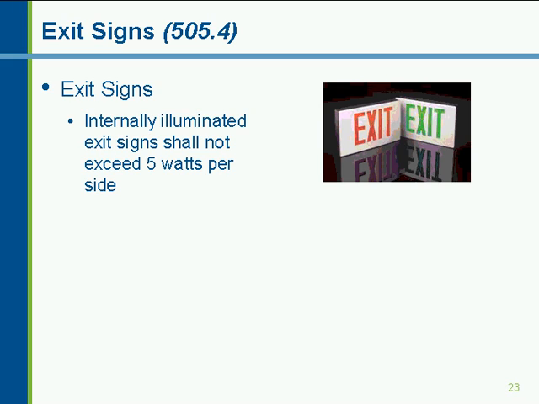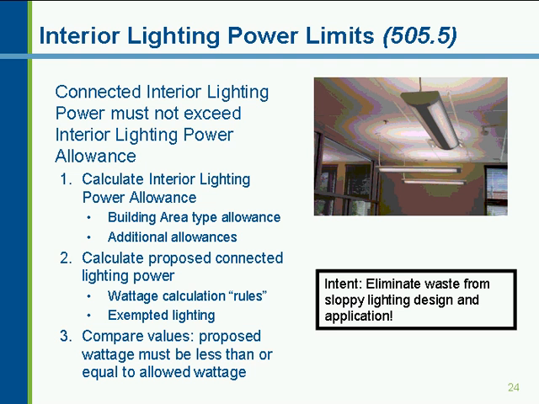It must not exceed 5 watts per side, and there are lots of choices out there that meet this requirement, pretty easy to match. And that basically ends the interior control and miscellaneous requirements. So now we'd like to move on to the major requirement in the code, which is the interior lighting power density limits.